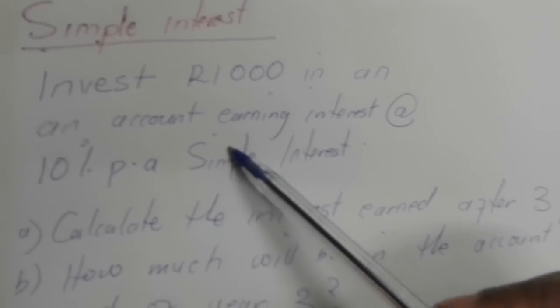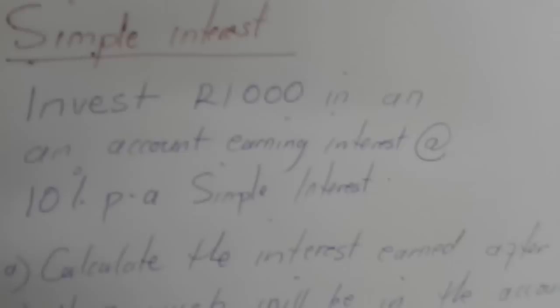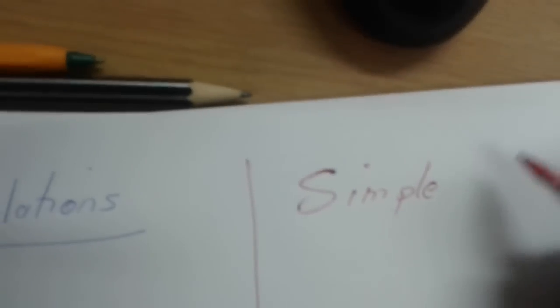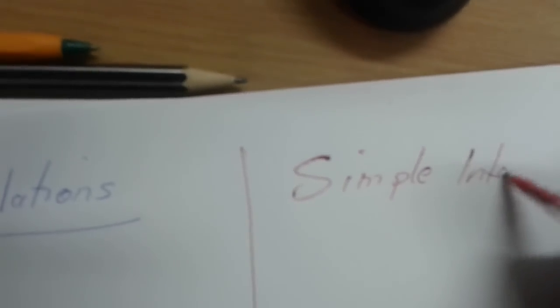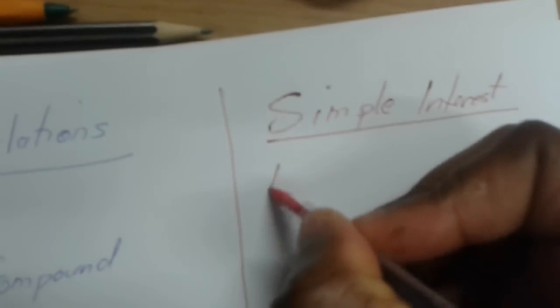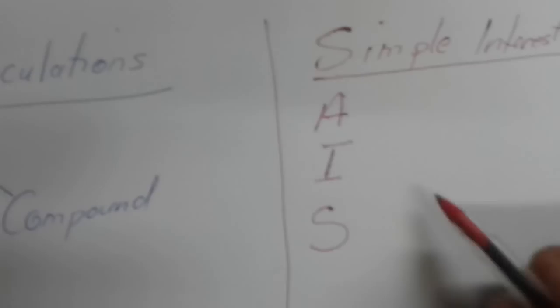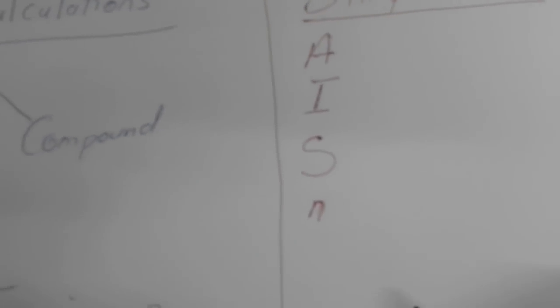So there are some terms that I want you to know as far as simple interest is concerned. So there's simple interest. There you go. So we've got A, we've got I, which I call the big I. We've got S, we've got M, we've got N, and then we've got a small I.